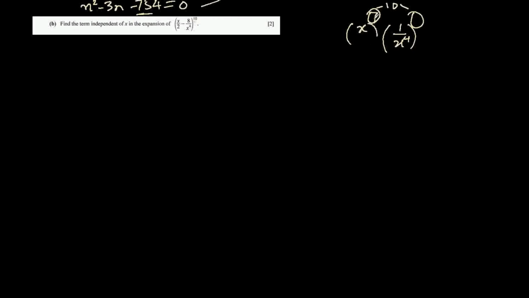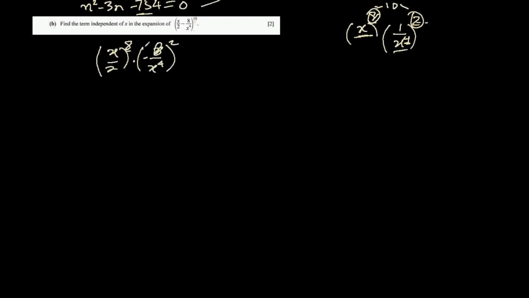So let's make it 8. Yes, it will work. 8 and 2. So x to the power 8, and 4 times 2 is 8. This will be x to the power 8. They will cancel out. So 8 and 2 are the ones which we will proceed with. So first, x over 2 to the power 8 multiplied by minus 8 over x to the power 4 square.